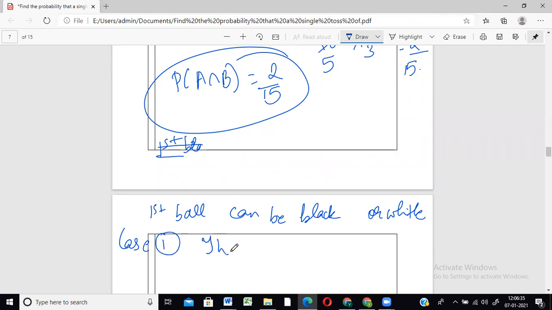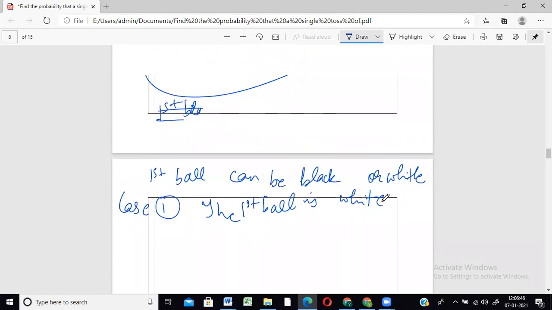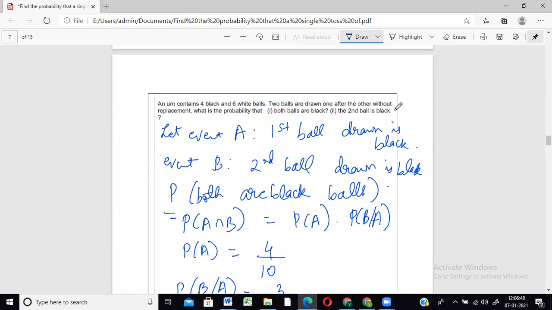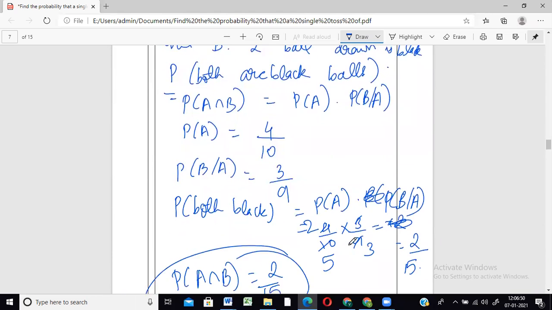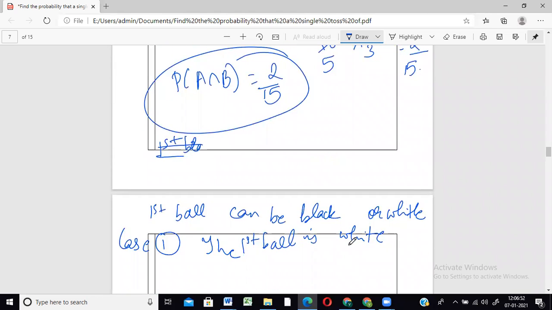Suppose case number one, the first ball is white. Okay. Suppose it is white. So the probability that the second ball is black. What do you have to find? We just have to find that the second ball is black. How many chances are there? They're saying the first ball can be anything, black or white. Please don't forget, we have to find the probability that the second ball is black.